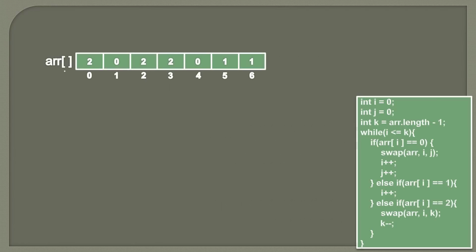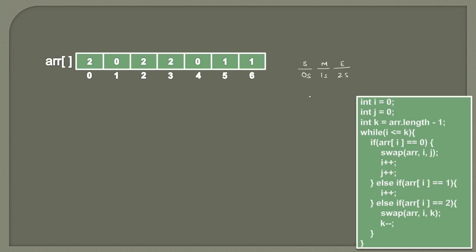Now for example, we are given an array of 7 elements from index 0 to 6 and the numbers are zeros, ones and twos. So 2, 0, 2, 2, 0, 1, 1. Now we need to sort this array in such a way that zeros are at the start, ones in the middle and twos at the end. So this is start, this is middle and this is end.